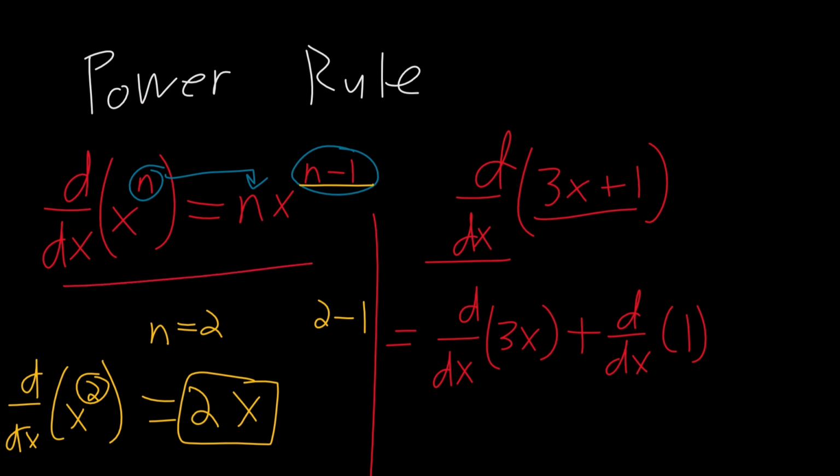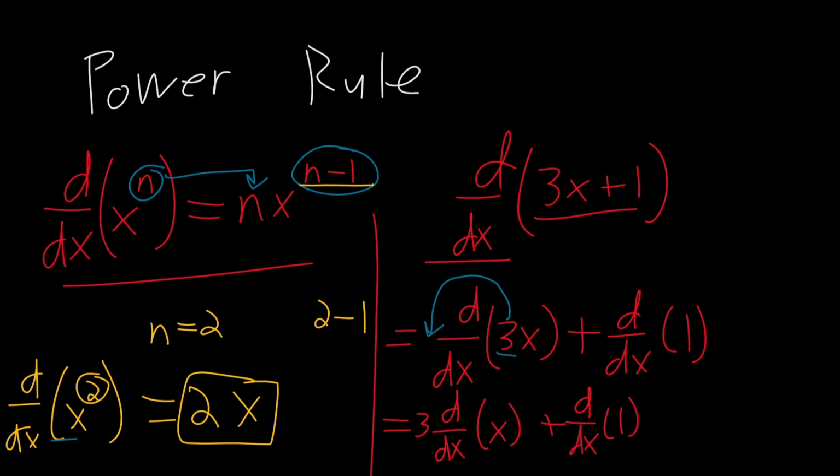But it may not be 100% clear yet how we're going to apply the power rule, because in this example right here, we had x squared, but the coefficient in front of there was just 1, right? So how do we deal with coefficients like this 3 right here inside the derivative? The answer is quite simple. We just move the coefficient outside of the derivative, right? So this derivative of 3x is just going to be 3 times the derivative of x, plus the derivative of 1.